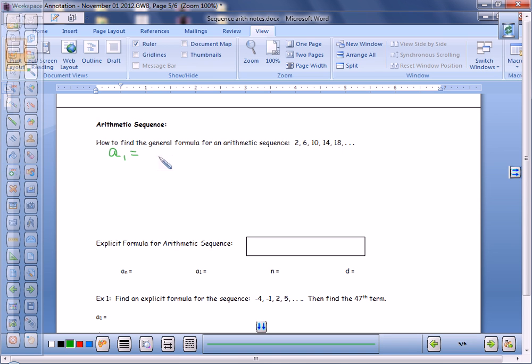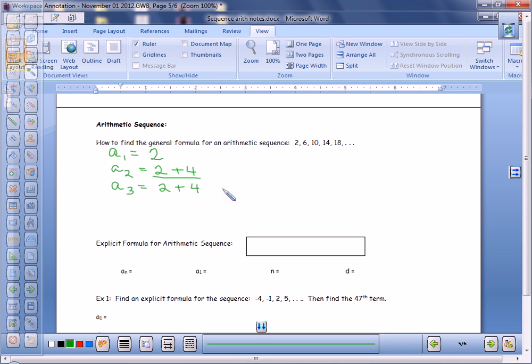All right, what is the first term in this sequence? 2. Okay, so to get the next term, I would just add the common difference. What's the common difference? 4. So is it fair to write 6 as 2 plus 4? Because isn't 2 plus 4 equal to 6? Okay, so to get the third term, I take the one before it, which I have written as 2 plus 4. And what do I have to do to that? Add 4.